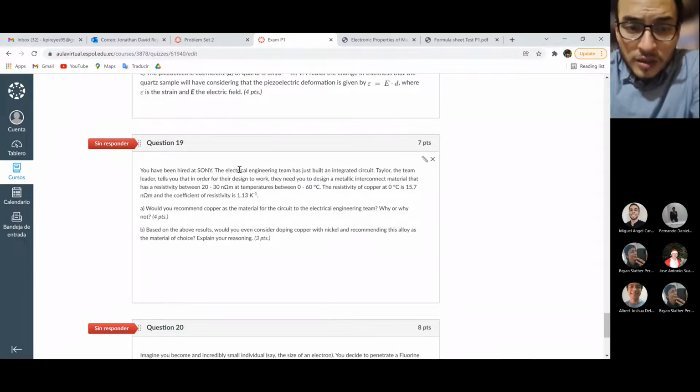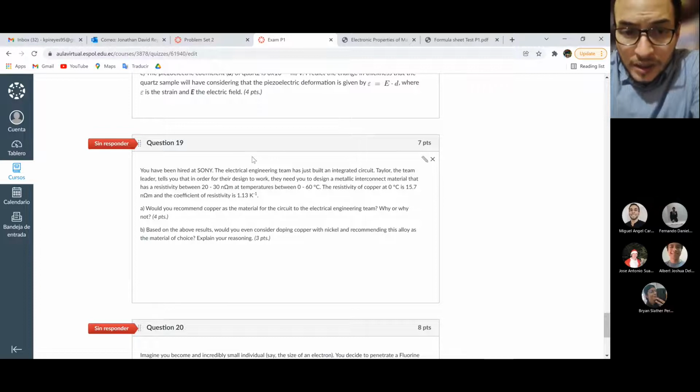So it says you've been hired at Sony. The electrical engineering team has just built an integrated circuit. Taylor, the team leader, tells you that in order for their design to work, they need you to design a metallic interconnect material that has a resistivity between 20 and 30 nano-ohm meters at temperatures between 0 and 60. The resistivity of copper at 0 degrees is 15.7, and the temperature coefficient of resistivity is 1.13 inverse Kelvin.